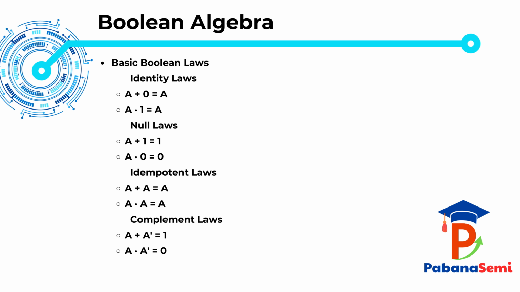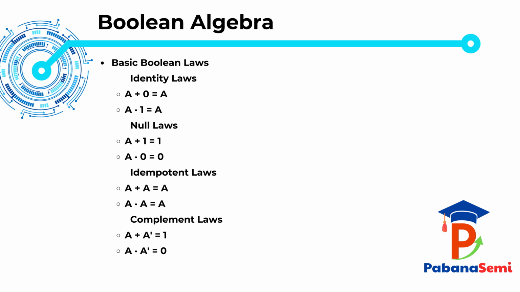Third, idempotent laws. The idempotent laws inform us what occurs when a variable is combined with itself. For OR, A plus A equals A. For AND, A dot A equals A. Thus, repeating the same variable does not change the result.